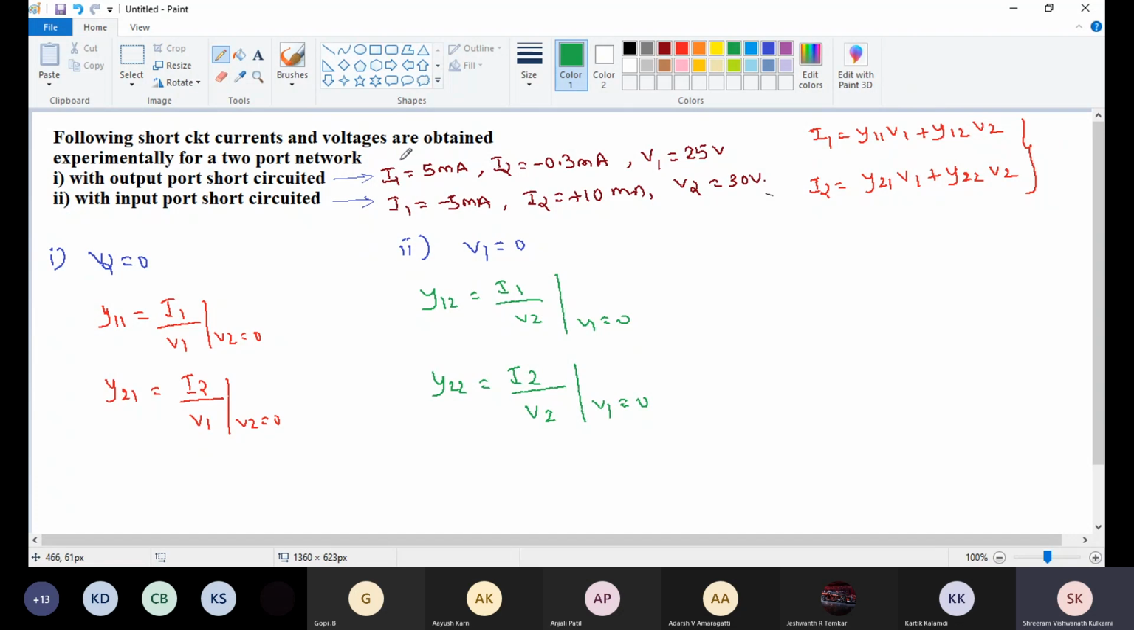Okay, now whatever current and voltages they got experimentally, they have given. Just substitute in Y11, Y21, Y12, Y22, then tell me the values. This is your work now. Tell me the values for Y11, Y12, Y21, Y22.